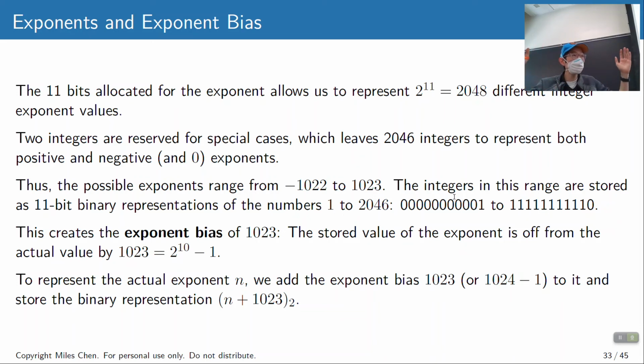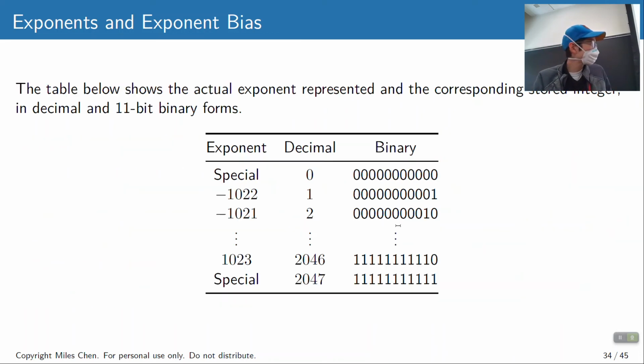So with 2046, half of them, 1023, will be positive, and then the 1 will be a 0, and that leaves 1022 to be negative. Technically we have what's known as an exponent bias of 1023. If I line up all of the values from all zeros to all ones, I've got 2048 unique values, and the 0 and the 2047 are reserved for special cases.